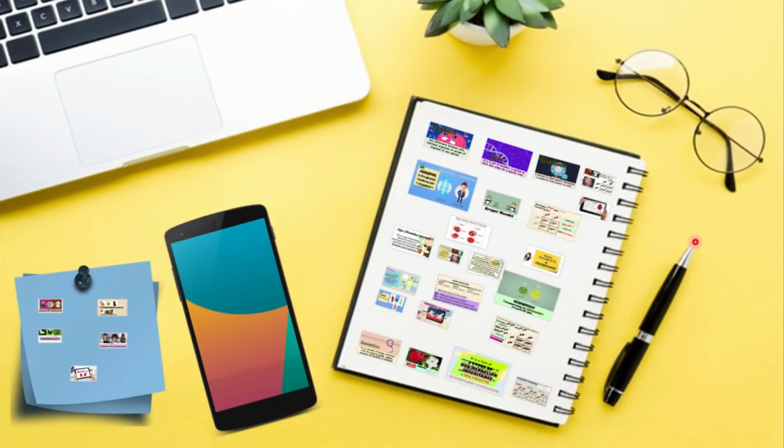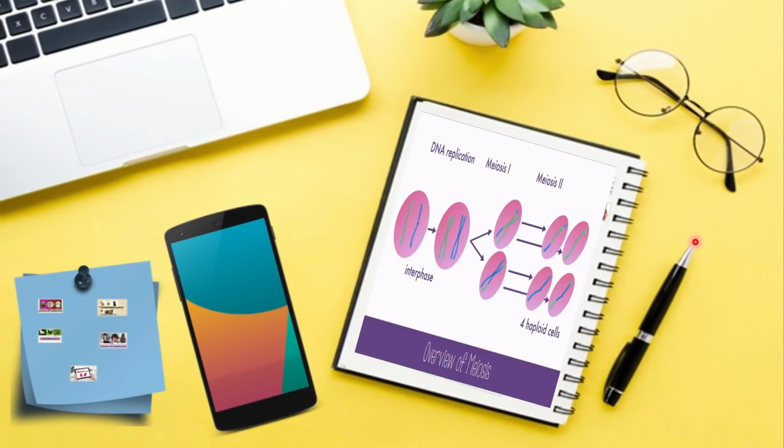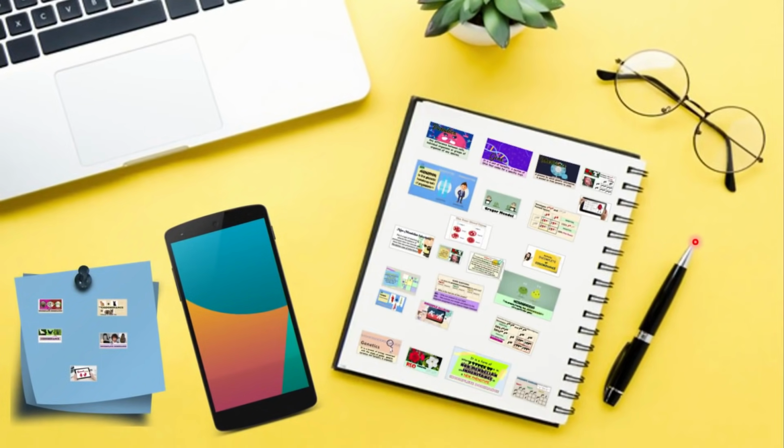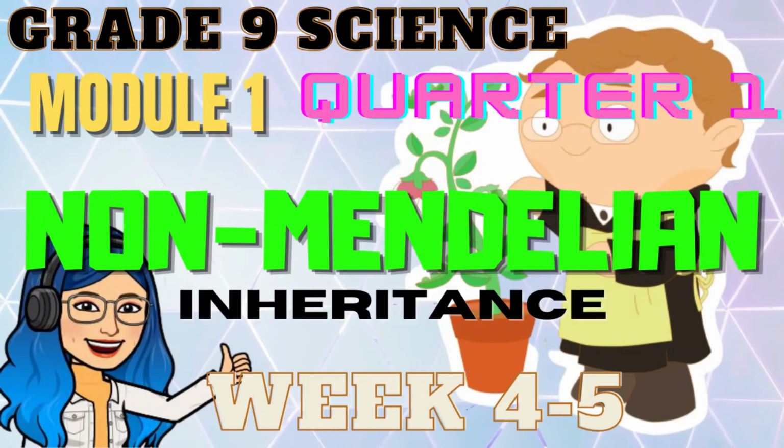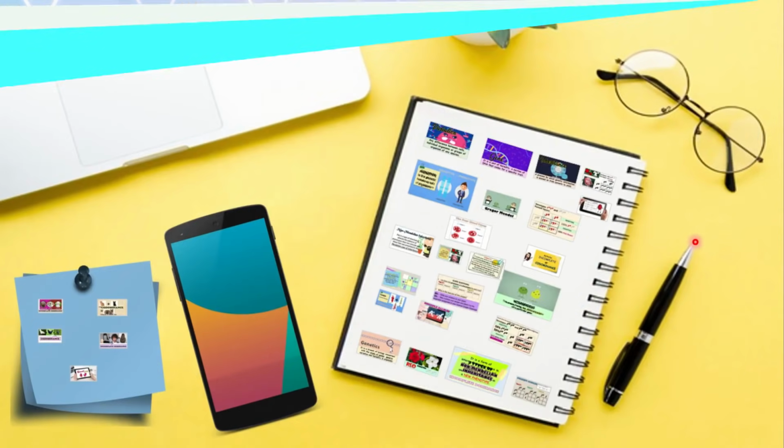In Grade 8 Science, you learned that cells divide to produce new cells, and meiosis is one of the processes producing genetic variations in Mendelian patterns of inheritance. Today, in Grade 9 Science, you will focus on describing the location of genes in chromosomes and explain the different patterns of non-Mendelian inheritance. So without further ado, let's get started.